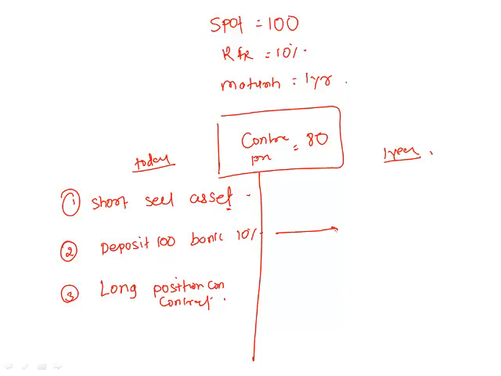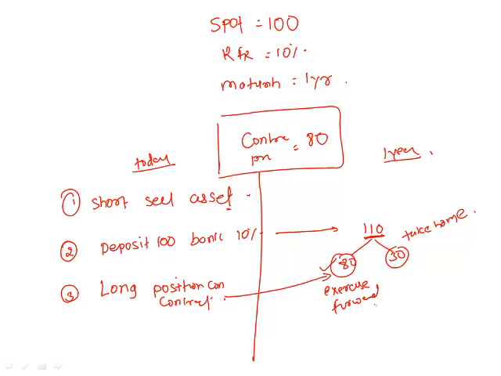1 year from now, my bank will give me how much? 110. Out of that, I will take out 80 rupees. 30 rupees I will take home, because this 30 rupees is my profit. I will take out 80 rupees and I will use this forward contract. So I will exercise the forward contract because I have a right to buy at 80. I will give out the 80, get the stock. Once I have the stock, I will square off my short position.